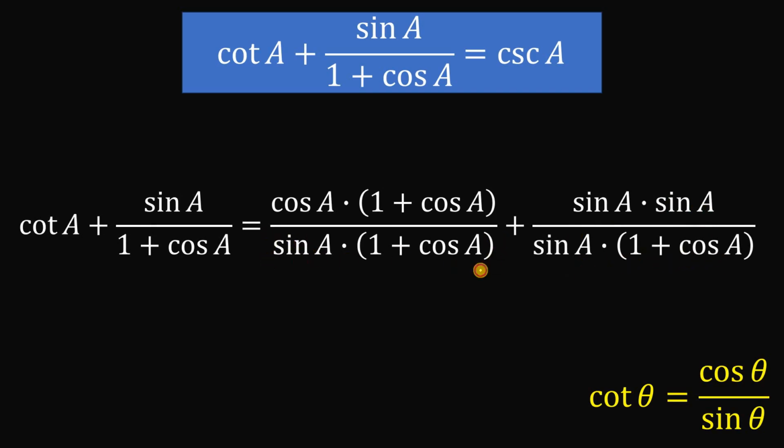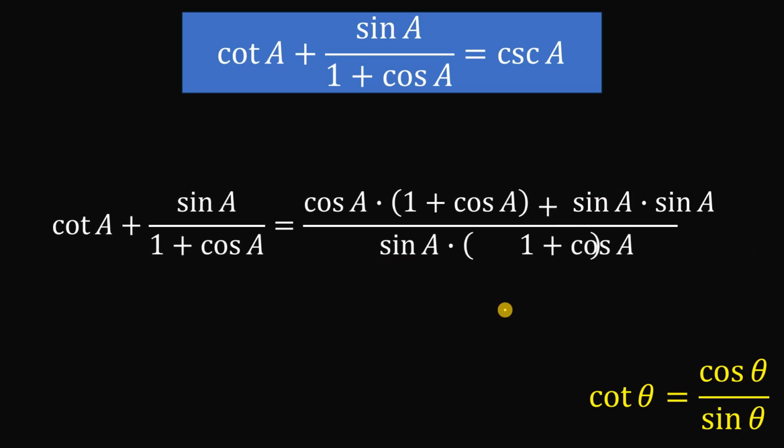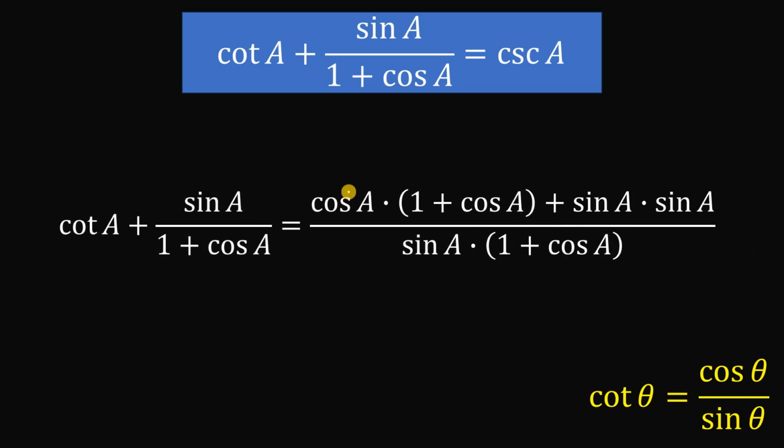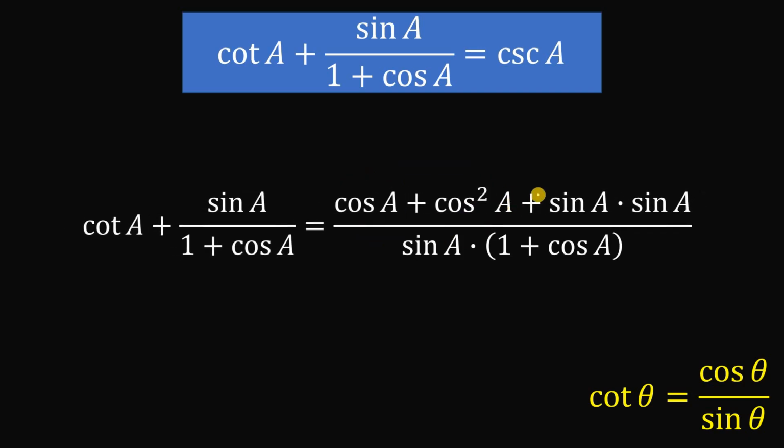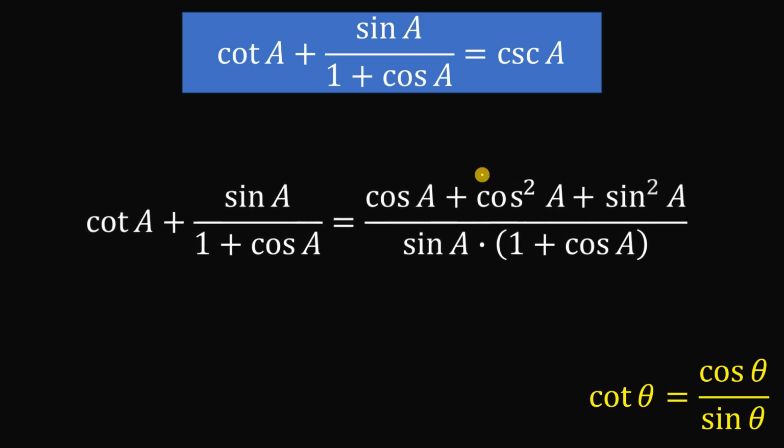Now, the denominator is totally the same, so we can now combine them. Let's add the numerators and copy the denominator. Now, on the numerator, we will use some algebra. So let's distribute this cosine A with 1 and cosine A. So if we do that, we get cosine A plus cosine squared A. Now, if we multiply sine A multiplied by sine A, this will give us sine squared A.